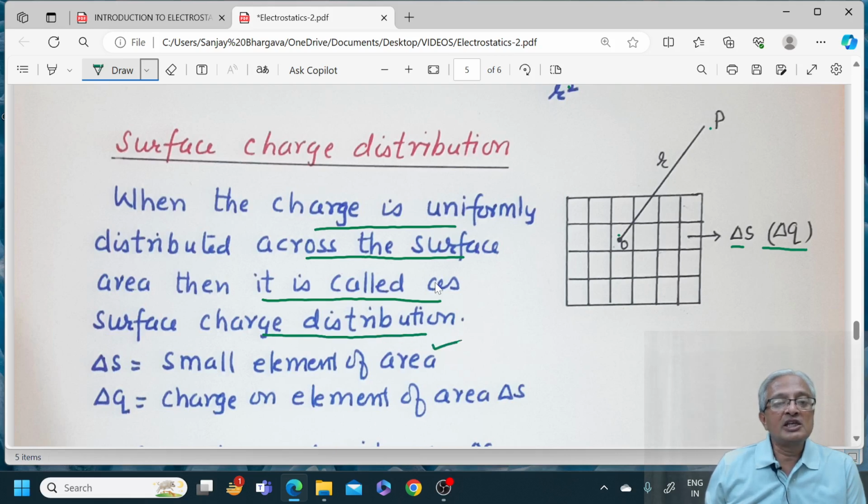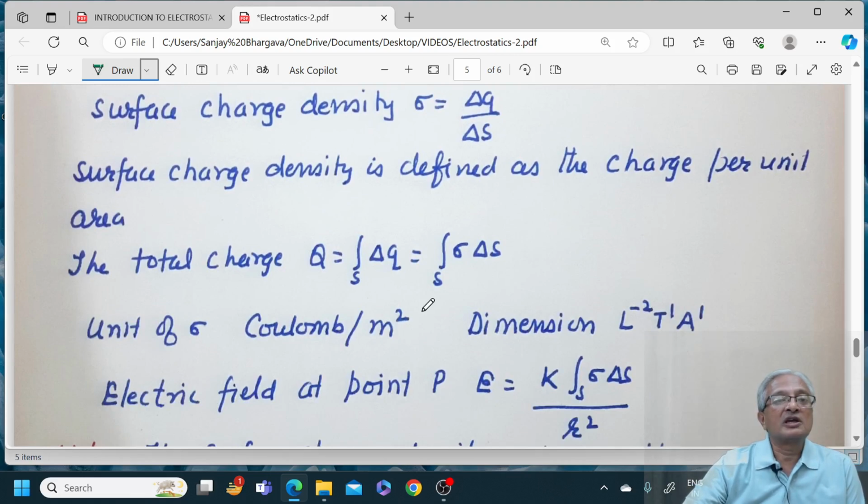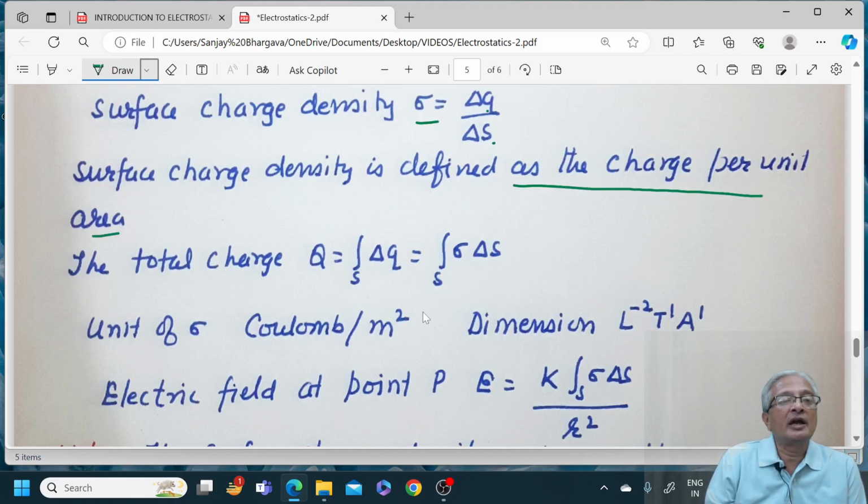What is delta S? A small element of area. And what is delta Q? Charge on the element of area delta S. Now, surface charge density sigma is defined as delta Q upon delta S. It is defined as charge per unit area. How do we calculate total charge? As the surface integration of delta Q, that is, the surface integration of sigma times delta S.